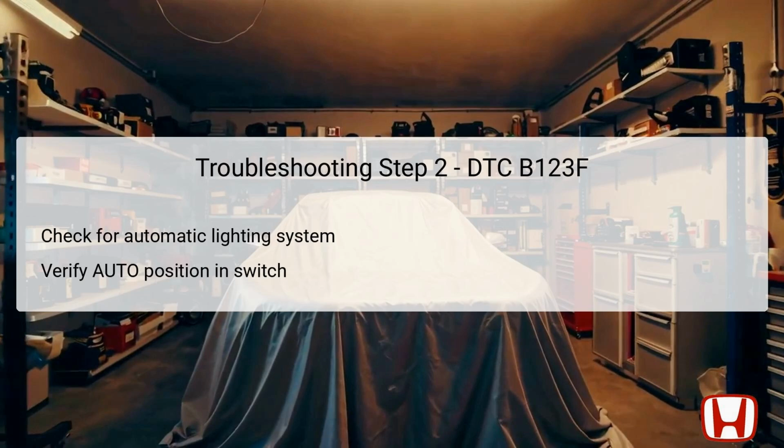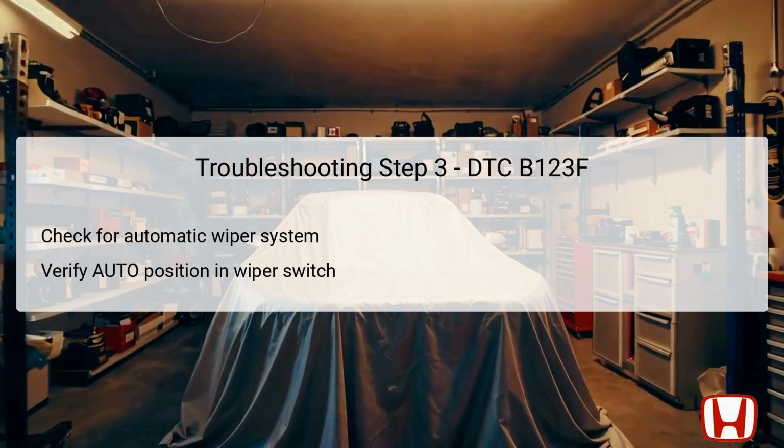it's essential to confirm the presence of an automatic lighting system in the vehicle. First, set the vehicle to off, lock mode. Once this is done, examine the combination light switch to see if it has an auto position. This position indicates that the vehicle is equipped with an automatic lighting feature. If the switch does possess this position, proceed to the next step to dig deeper into the underlying issue. If not, proceed to step 3 of the troubleshooting process.